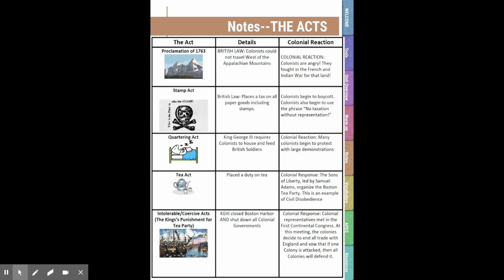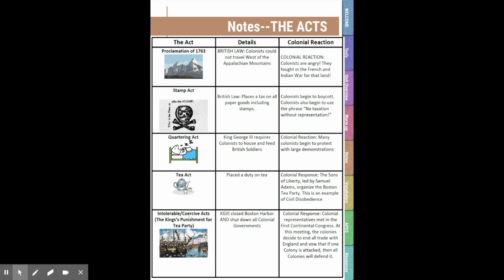As I mentioned, the king and England are in debt, so they need to create some revenue to climb out of the debt that was caused by the French and Indian War. So they're going to pass several taxes that will create revenue for them. The first tax that Parliament is going to pass is the Stamp Act. The Stamp Act is a tax on all paper goods, including stamps.